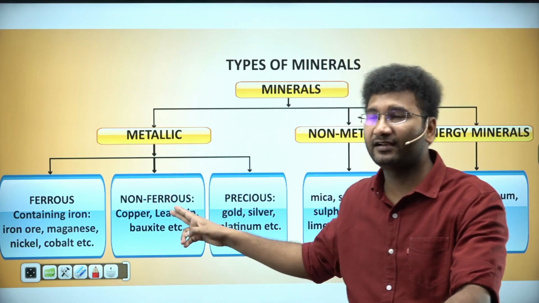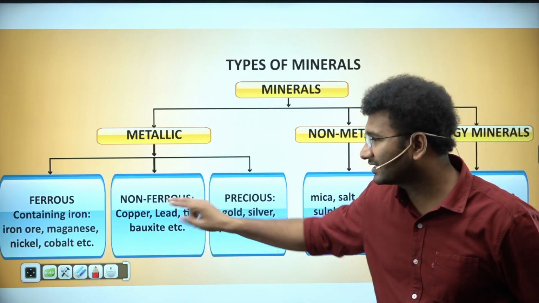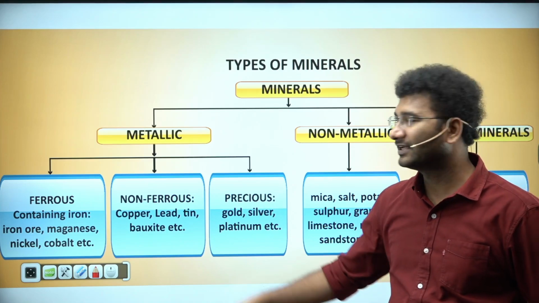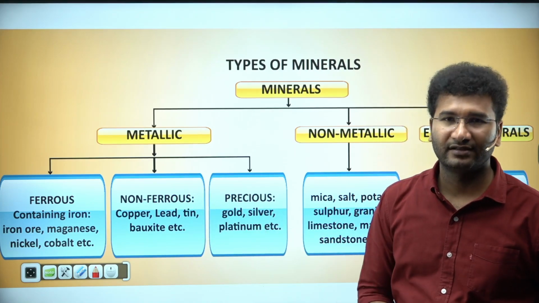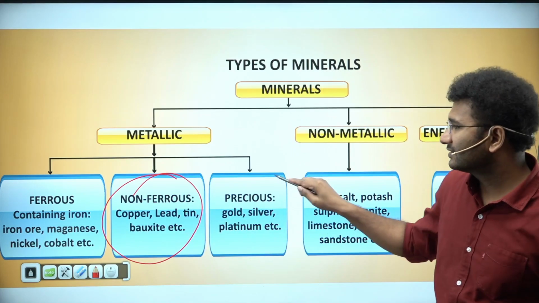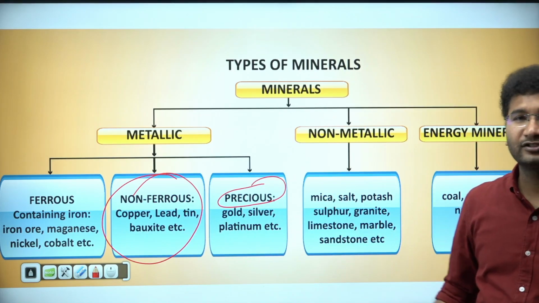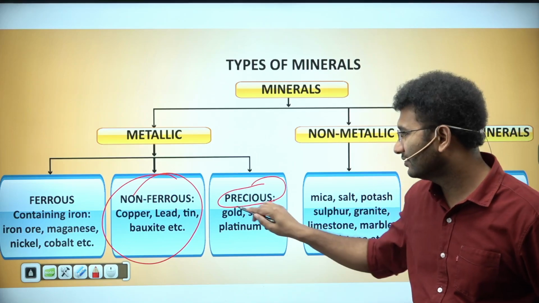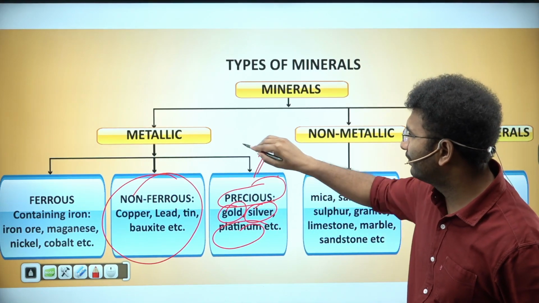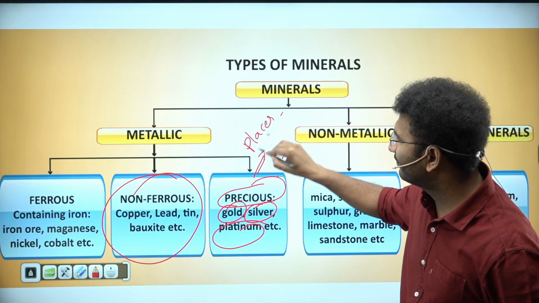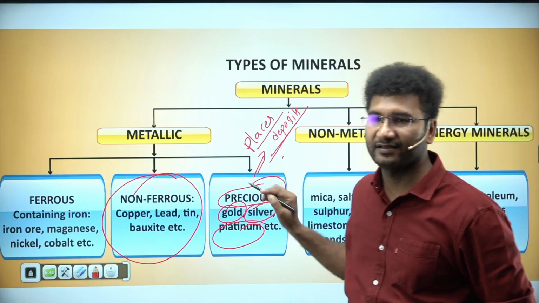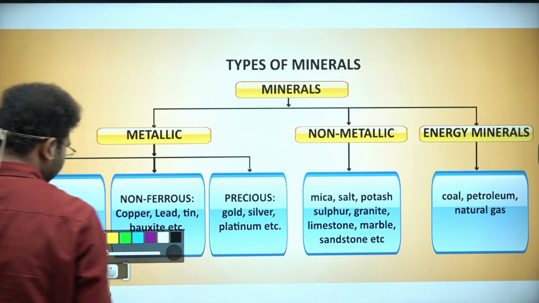But come to the other side, you look into bauxite. Bauxite is a non-ferrous material. Likewise, copper, lead, tin. These are the substances that are non-ferrous in nature. Whereas precious materials which are also metallic, that is your gold, silver, platinum, they are available in placer deposits. They are in the form of placer deposits or placer minerals भी कहा जाता है इसे, right? They are also called placer minerals.